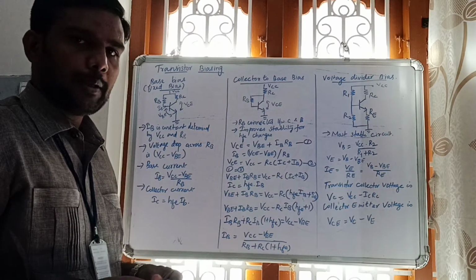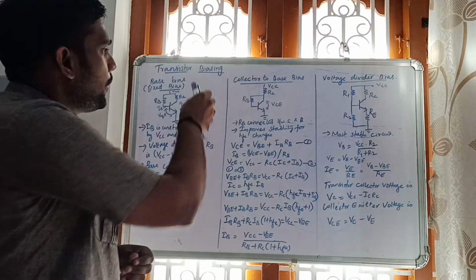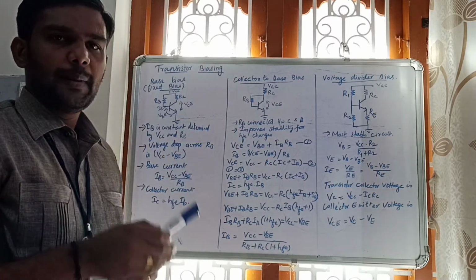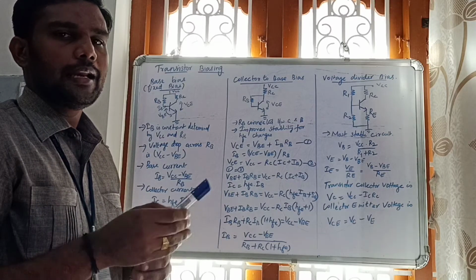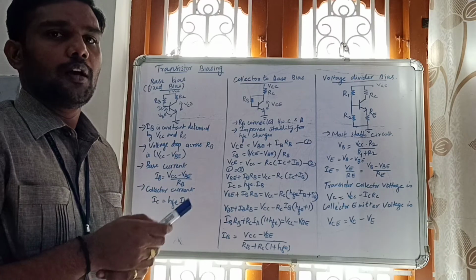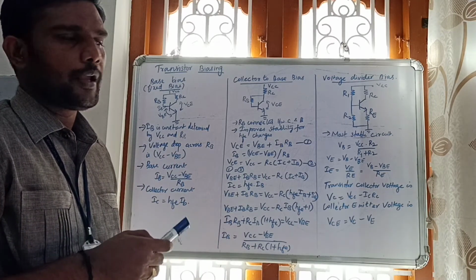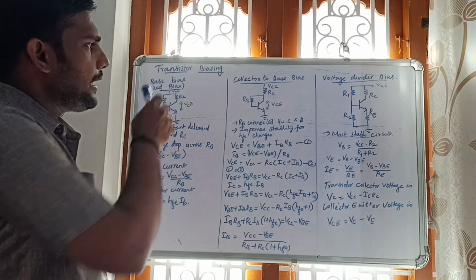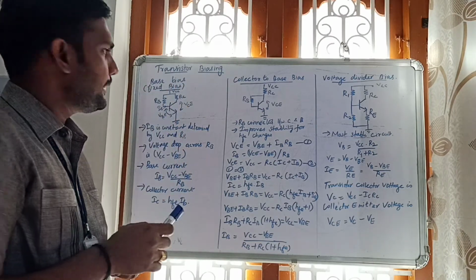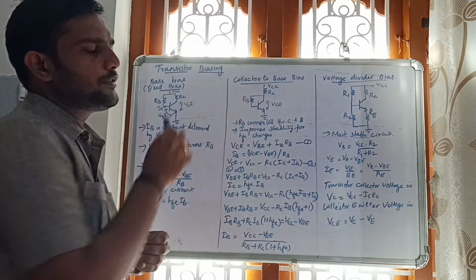Dear students, now I am going to teach you the topic transistor biasing. What is meant by biasing? Applying external DC voltage to any electronic device is known as biasing. For the bipolar junction transistor, external DC voltage is applied. In transistor biasing, there are three types. They are base bias, collector to base bias, and voltage divider bias.